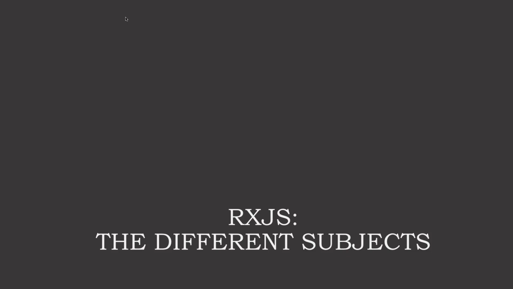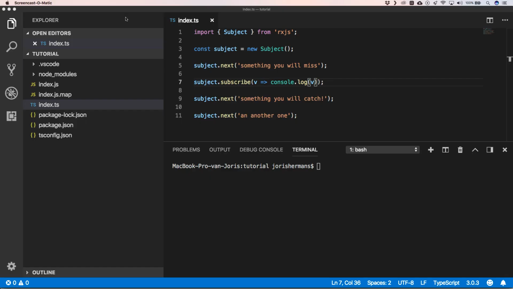In this video, we'll see the differences between subjects. We'll see subject, behavior subject, reply subject, and async subject. So imagine we have something like this. We have a subject, then we emit something like that, then we do a subscribe, then again we send out a message and we send out another one.